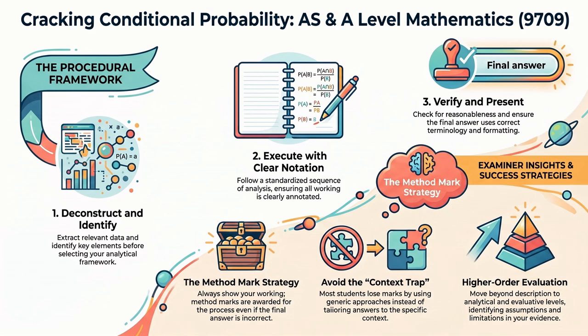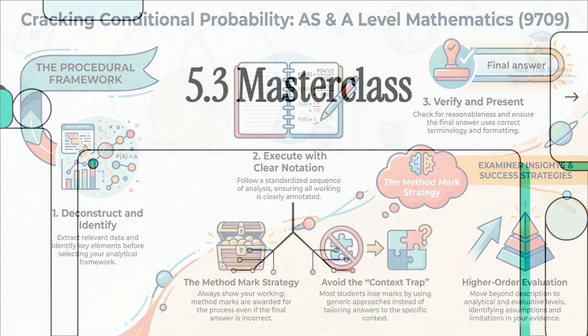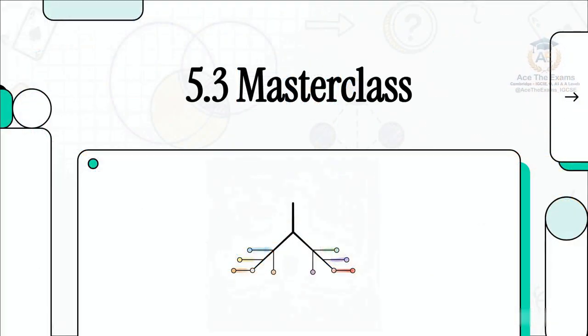Welcome back to the Masterclass. Today, we are diving deep into what is arguably one of the most notoriously tricky areas of the Cambridge AS and A-Level Mathematics 9709 syllabus. We're talking about Section 5.3, Conditional Probability.